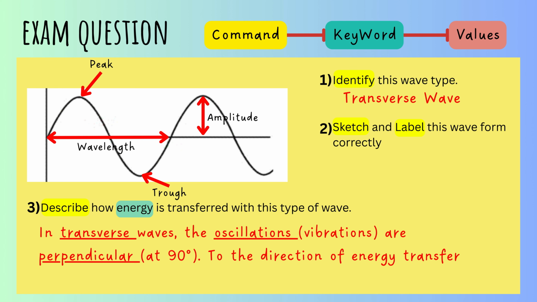Question 3. Describe how energy is transferred with this type of wave. Well, it's a transverse wave, and in transverse waves, the oscillations are perpendicular to the direction of energy travel. The examiners will be looking for those specific keywords, and you should be very specific in your answer.